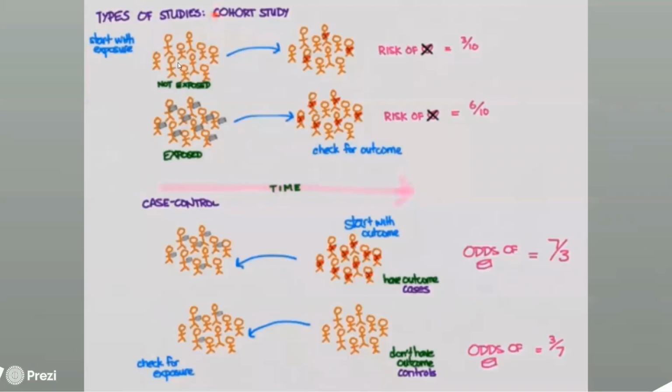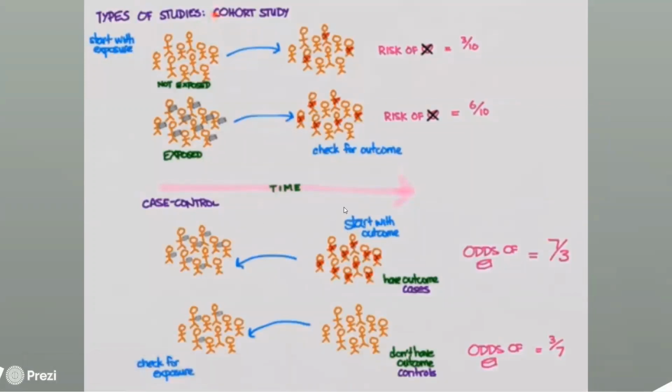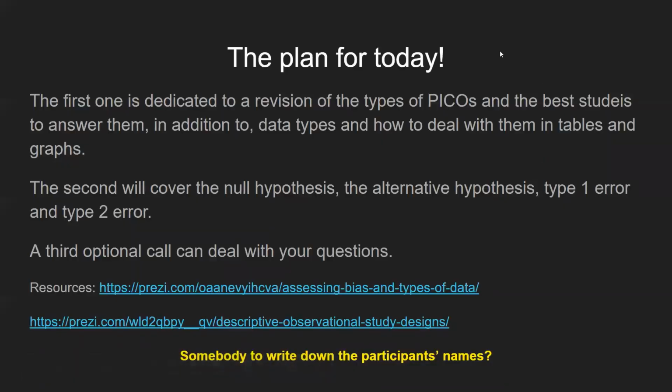So for the cohort study, we start with the population and end with the outcome. And for the case control, we start with the outcome. We have some patients with heart attacks and some of them without. And we ask them, did you take that pill? Okay, and we found out that the percentage here is higher than here. Okay, so we can move on to the plan for today.